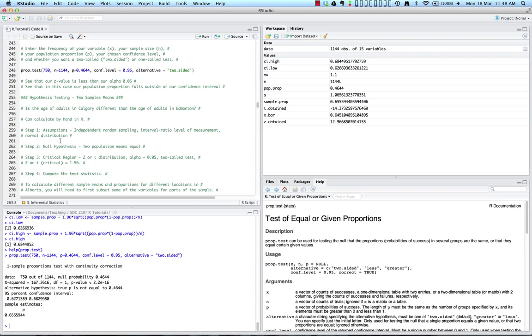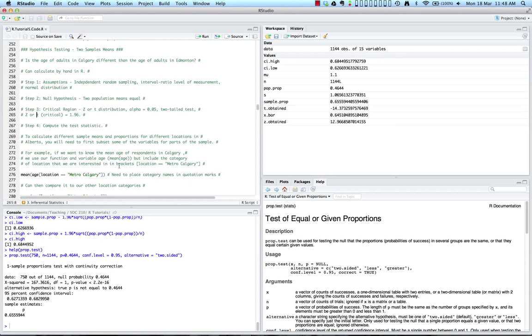So in step 1, we'll state our assumptions. We have independent random sampling, an interval ratio level of measurement with our variable age, and a normal distribution. In step 2, we can indicate our null hypothesis that our two population means are equal. In step 3, we can indicate our critical region of Z or T distribution since R doesn't differentiate, an alpha of 0.05, a two-tailed test, and a Z or a T critical of plus or minus 1.96. In step number 4, we can then go along to compute the test statistic by hand.